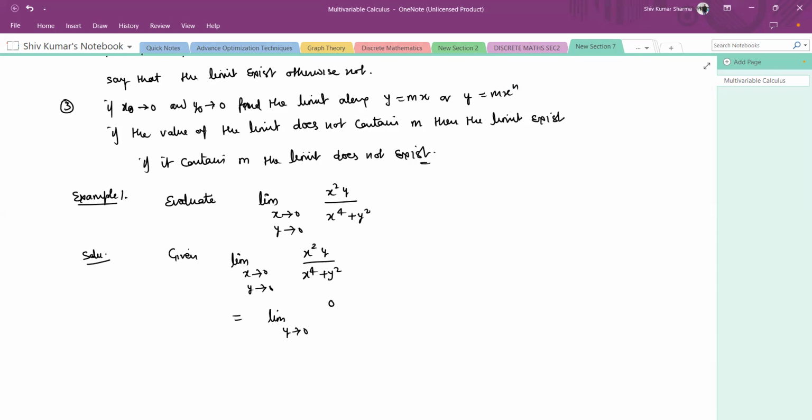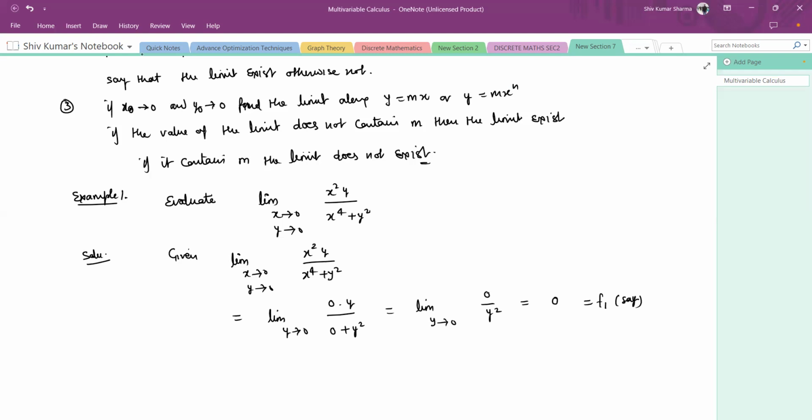When we put x tends to 0, 0 to the square is 0. So 0 into y upon 0 plus y square. This we can write as limit y tends to 0 of y into 0 upon y raised to the power 2. So it gives us 0. This can be considered as a function f1.